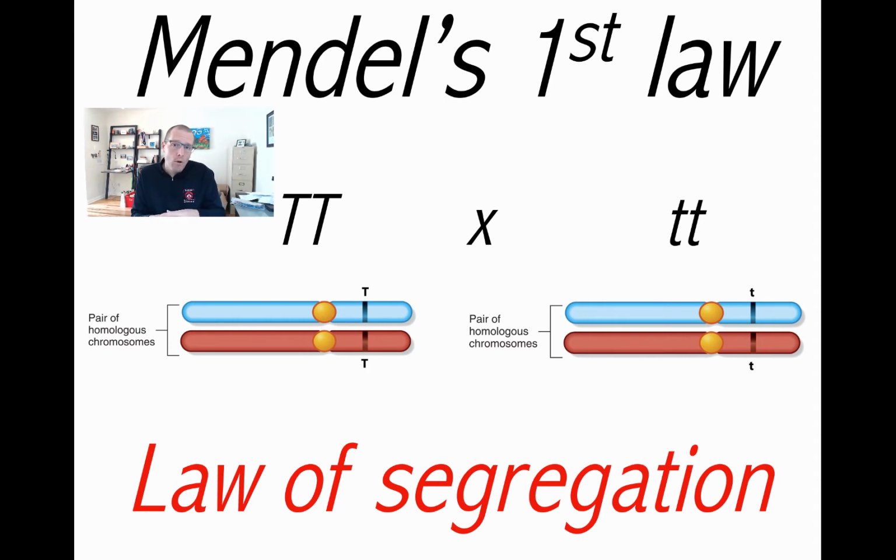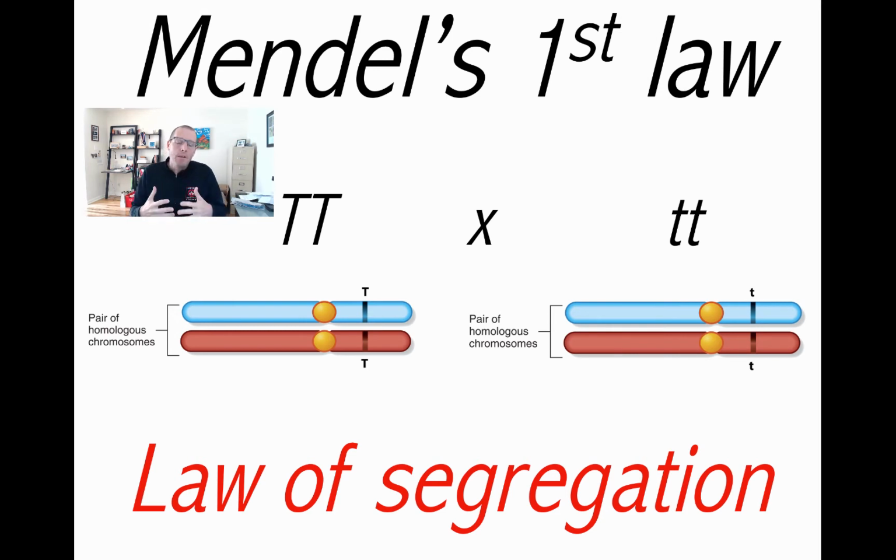Now remember that tall is a trait within the characteristic of height. On the other hand, if you have 2 recessive alleles, like on the right here, then you'll see the effect of those recessive alleles because there's no dominant allele in play, and that plant would be short. Remember, again, short being a trait within the characteristic of height. So what Mendel's first law showed us is that alleles of genes segregate during meiosis.